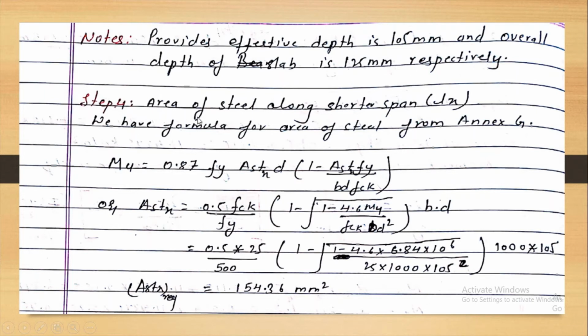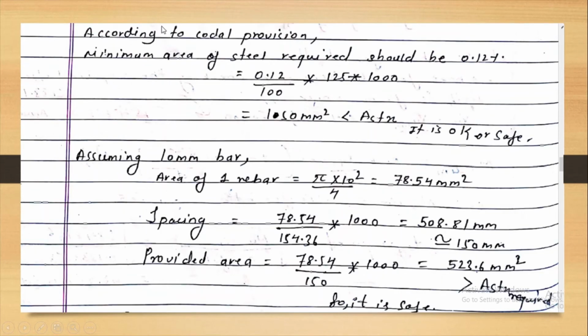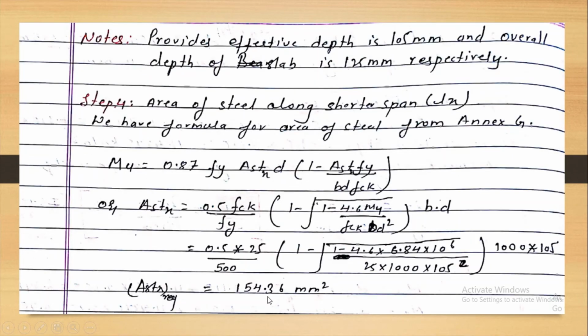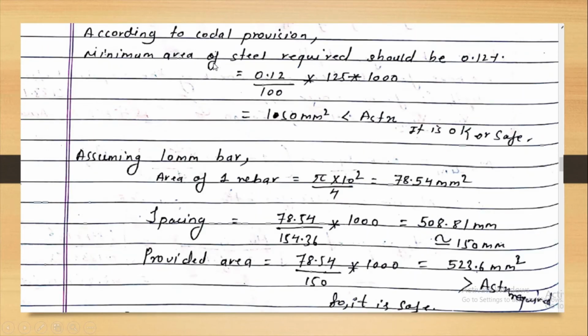Now at step number 4, we calculate the area of steel along the shorter span, Lx. For under reinforced sections, we have a formula for calculating the area of steel along the shorter span, which is Astx. By putting the values of d, fy, b and fck in this formula, we get 154.36 mm squared. This is our Ast required. According to the codal provision, the minimum area of steel required should be 0.12 percent, which gives 150 mm squared. Our required Astx is 154, which is greater than the minimum area of steel, so it is safe.